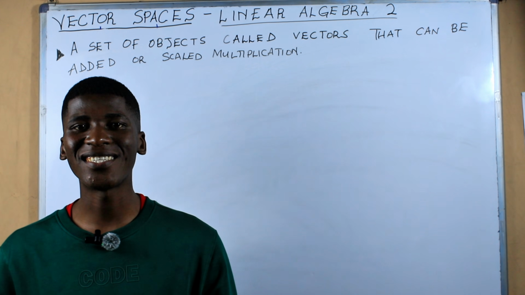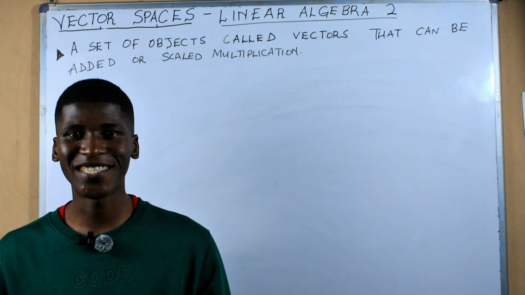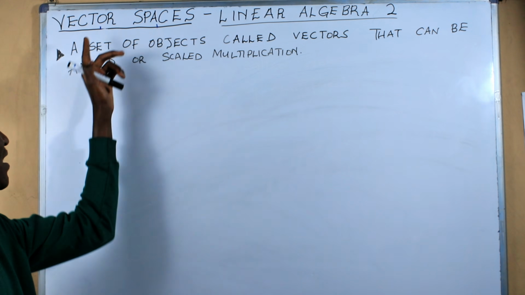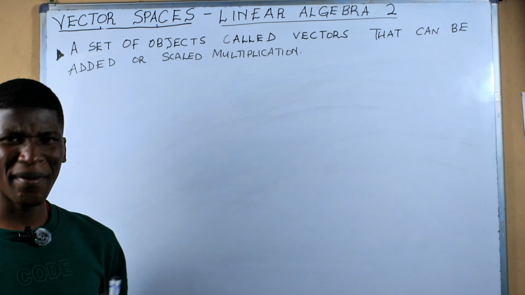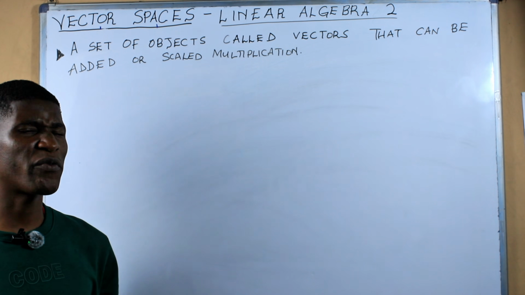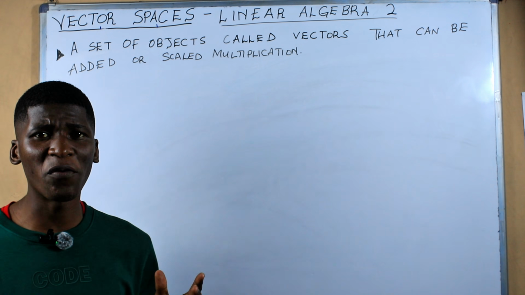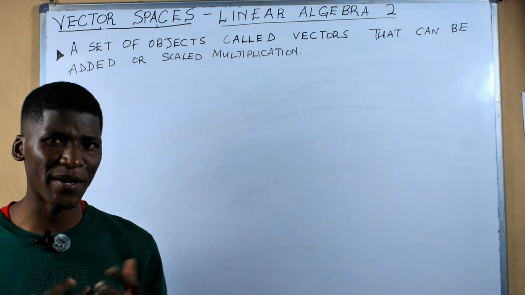In this video, we'll be tackling vector spaces in linear algebra 2. So now let's break down the terms first. We have got vector and we have got spaces. Basically, in mathematics terms, whenever we talk about spaces, we're talking about sets, which is just a collection of items that have got similar properties.